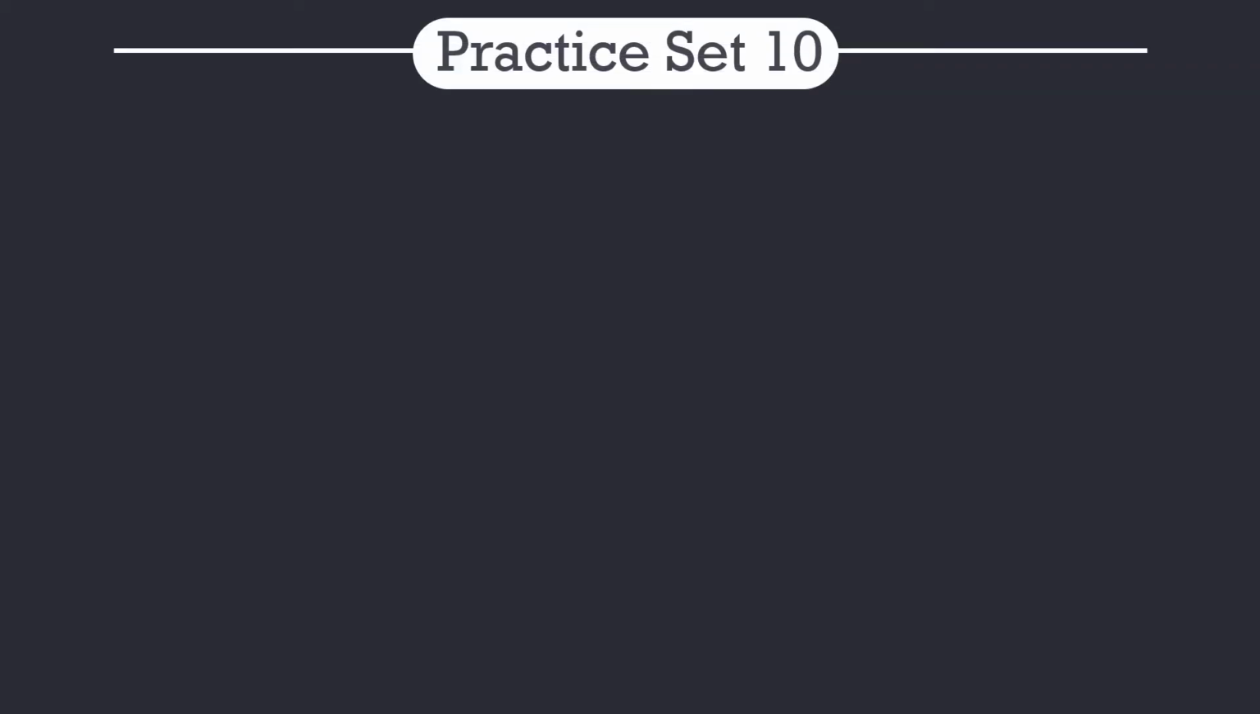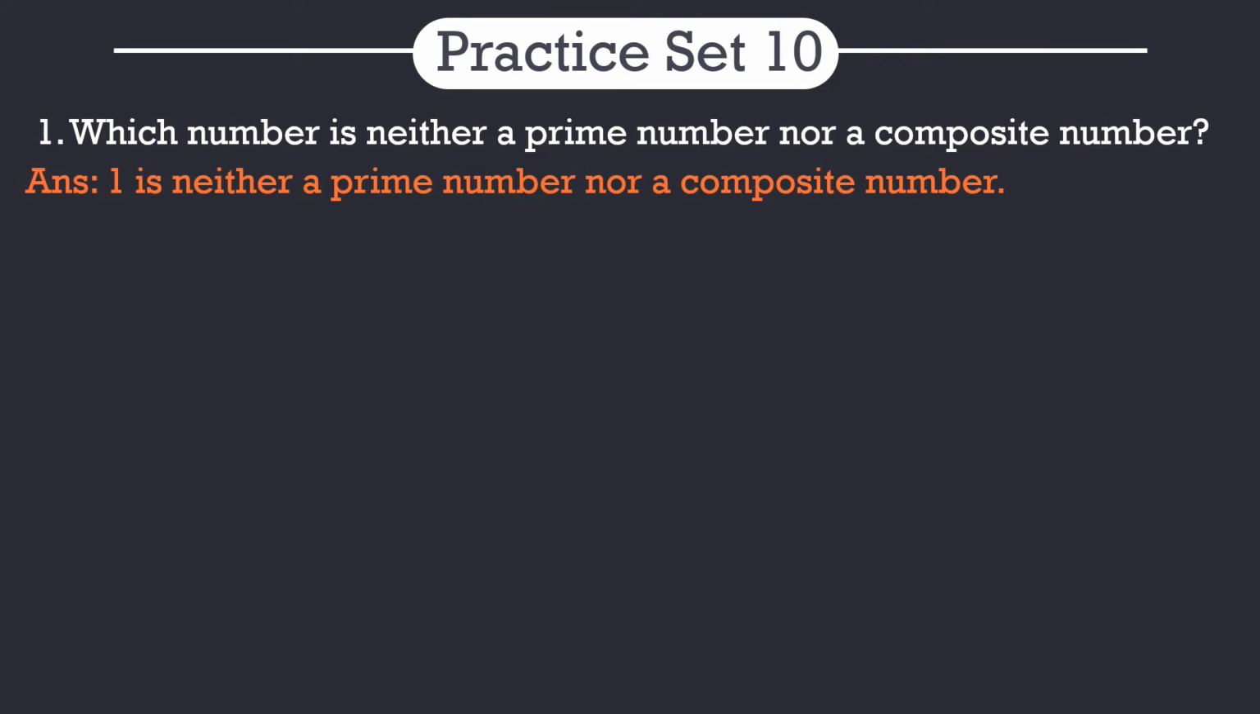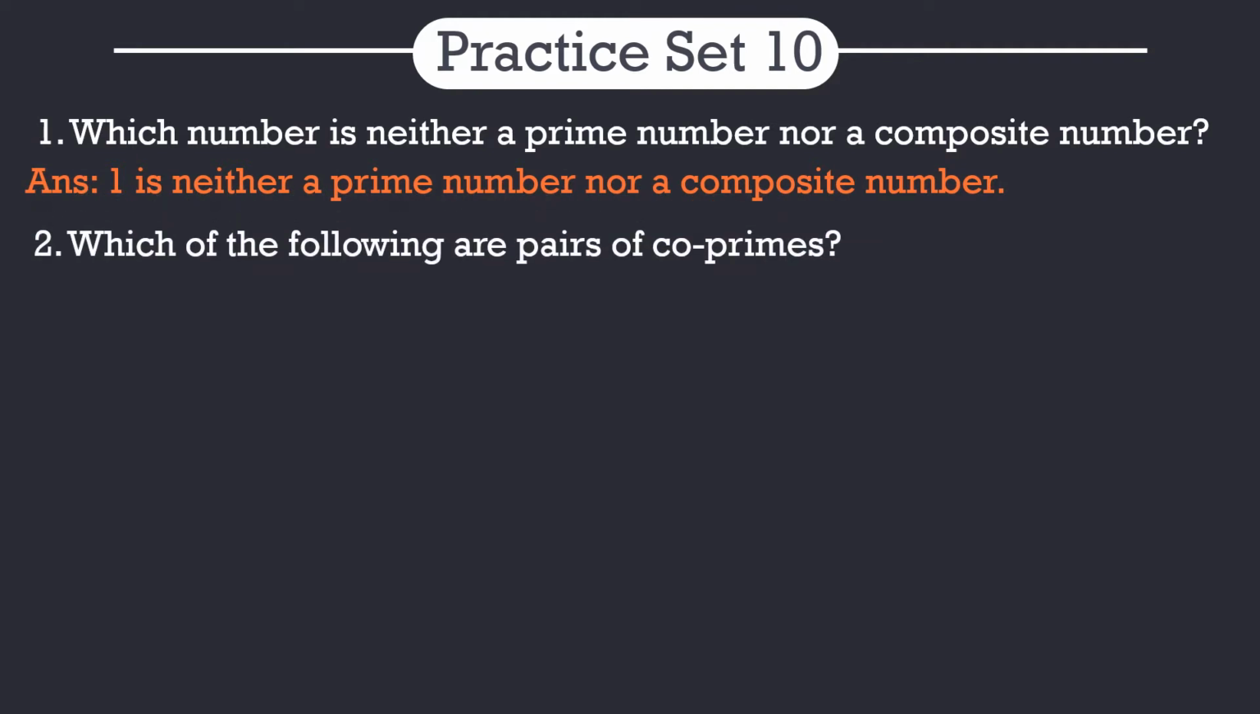Let's begin with our practice set 10. Which number is neither a prime number nor a composite number? Answer: 1 is neither a prime number nor a composite number. Which of the following are pairs of co-primes? 4 options are given. Let's see from this which is co-prime.